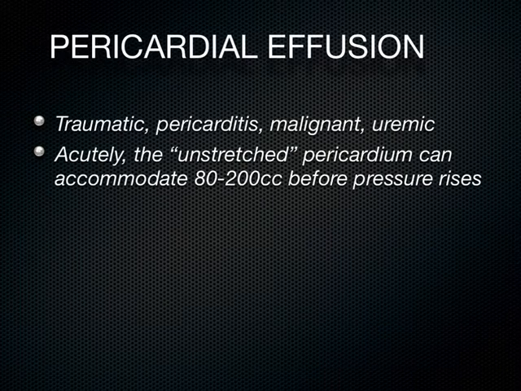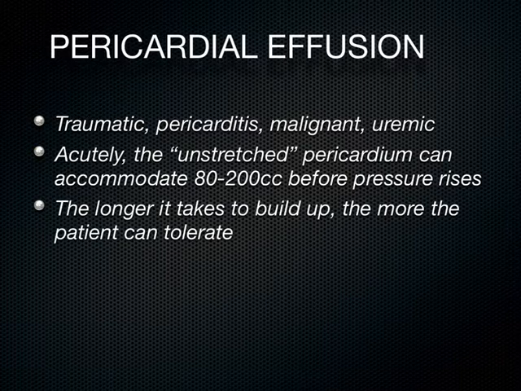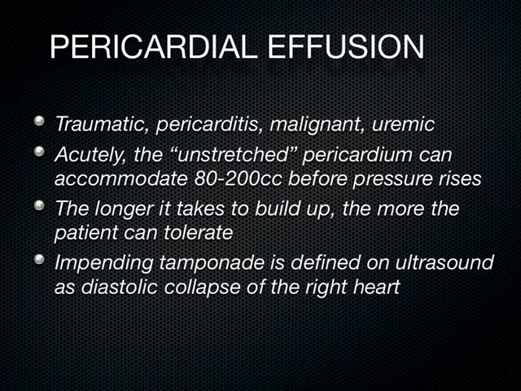What can we see with pericardial effusions? Well, they're caused by a variety of reasons, but acutely, the unstretched pericardium can only accommodate up to 200 cc's before the pressure in that pericardium takes over the pressure in the right ventricle, and then the patient's blood pressure starts dropping. The longer it takes to build up, though, the more the patient can tolerate. So if it's a long chronic effusion, like somebody who's got renal failure, who develops uremic pericarditis with pericardial effusion, they can have up to a liter or two in their pericardium before they get tamponade.